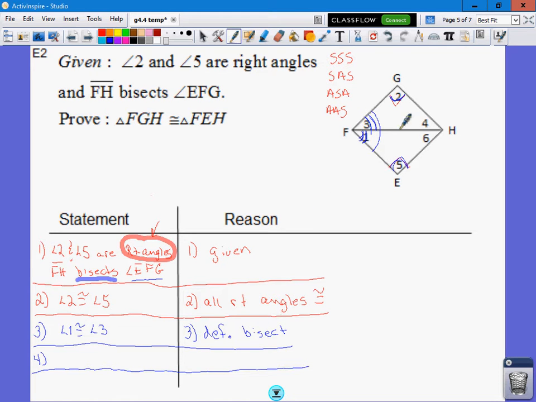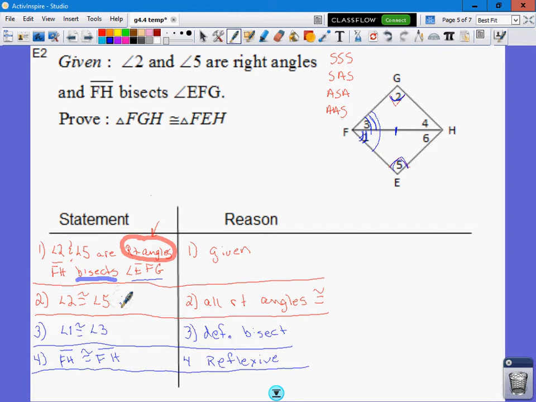What did you say? FH is congruent to FH. And what property allows me to state that? Reflexive. But if we saw this in the test and we had to draw a chart, we still have to do the FH because it is a required part of the proof. In order to show that these are congruent, I have to have either 3 sides, 2 sides and an included angle, 2 angles and an included side, or 2 angles and a non-included side.